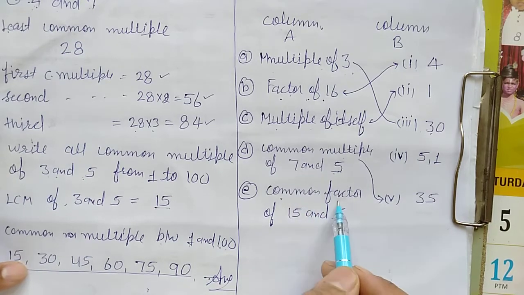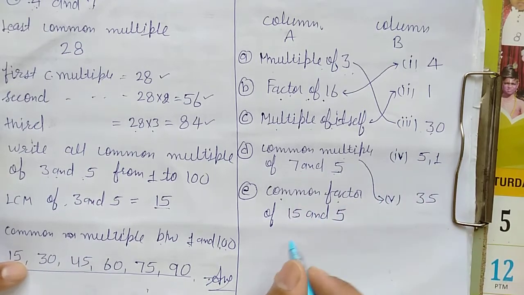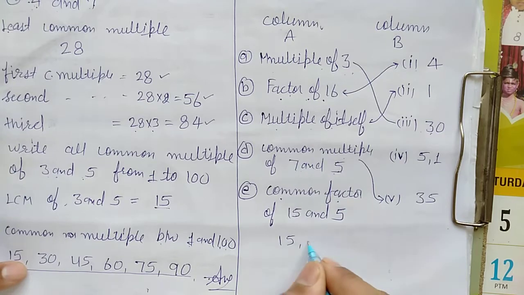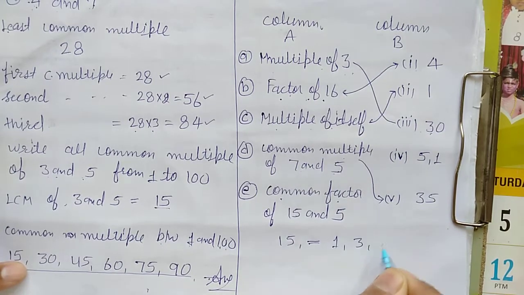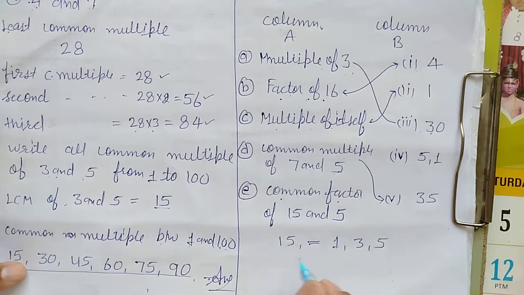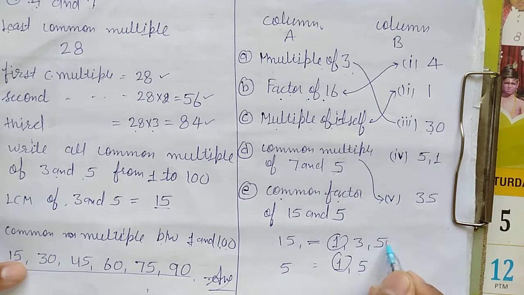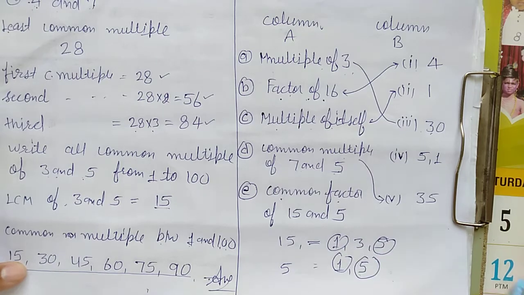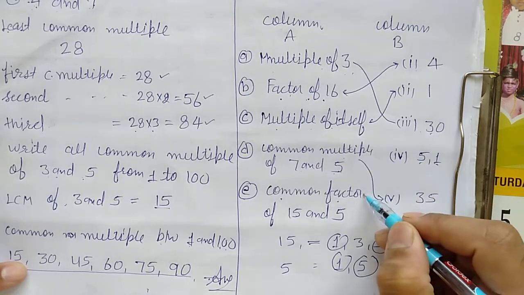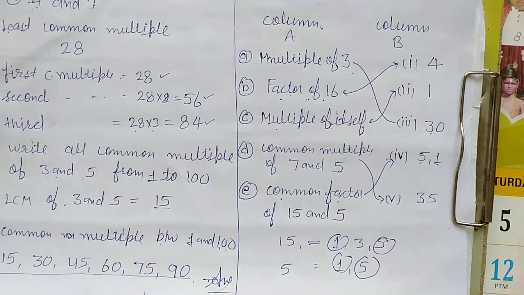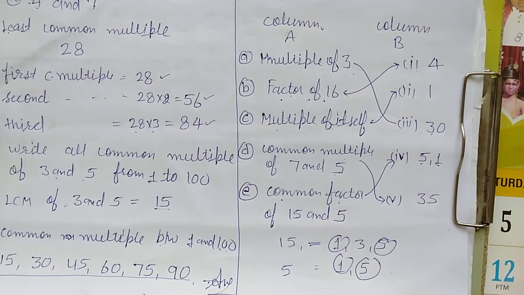And now common factor, factor of 15 and 5. See, factors of 15 are 1, 3 and 5. Similarly, factors of 5 are 1 and 5. So what is common in this one? 1 is common and 5 is common. So here 5 and 1 will come. It means this will match to this one, right? Like this we have to solve.